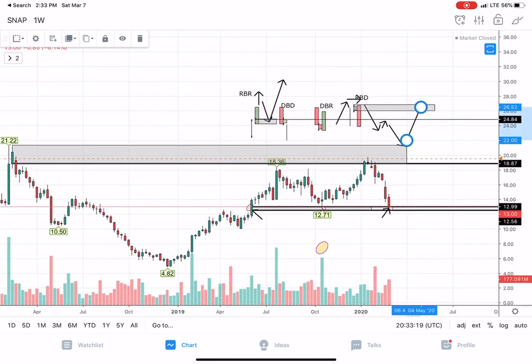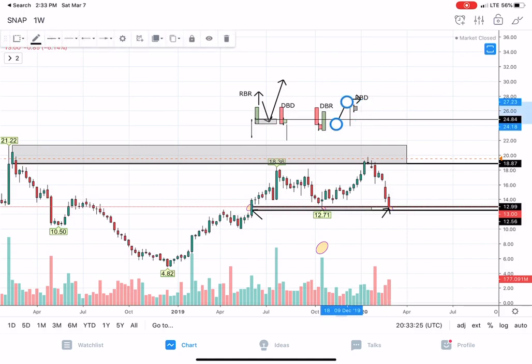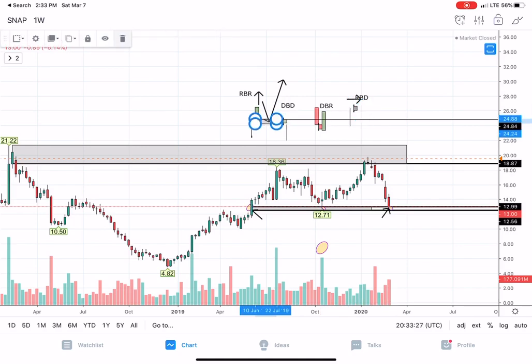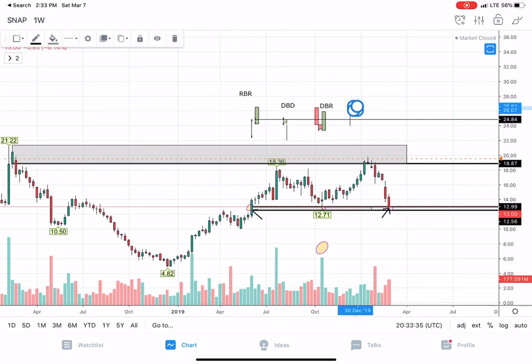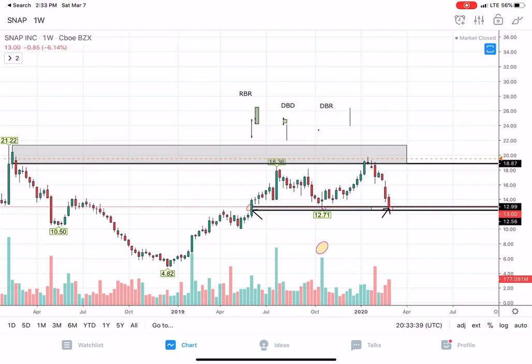Let me get my drawings out of the way. One second. Wow, way too many buttons. One second, guys. Delete these buttons here, all my made up candles that I drew here.